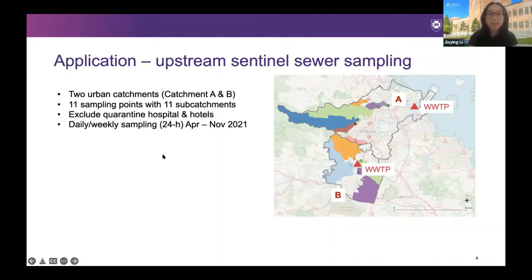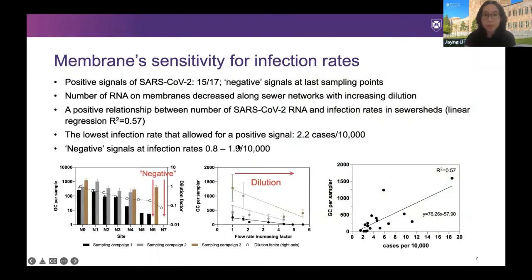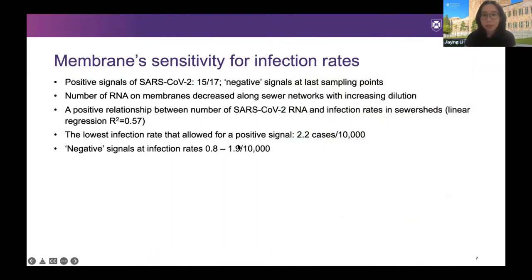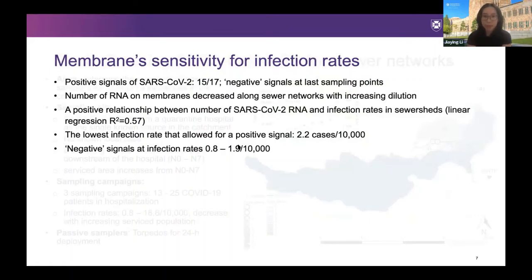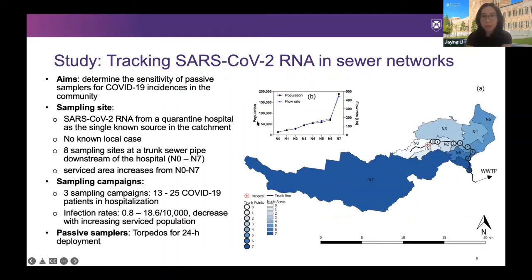Okay, this is a very good question. So in this map, you can see this subcatchment is a residential catchment, and in this little figure you can see the population and the flow rate correspond well to each other. So all the flow rate is associated with people's activities. At N7, the flow rate is about 50 liters per second, and the service population is nearly 200,000 people.